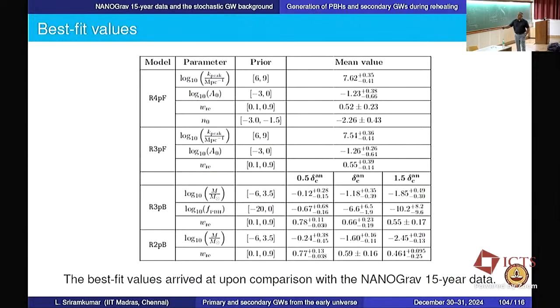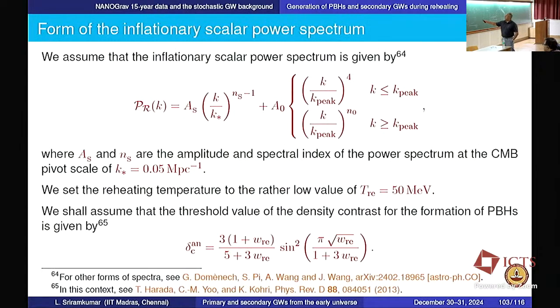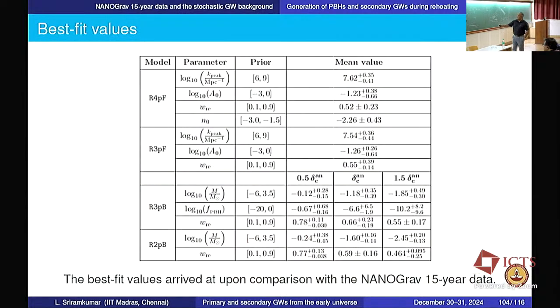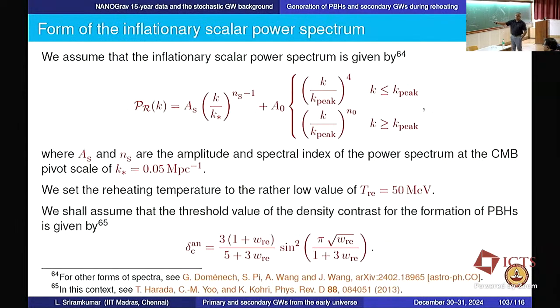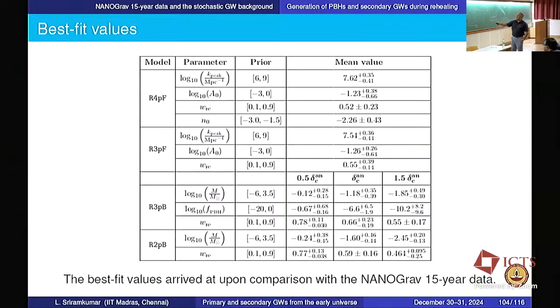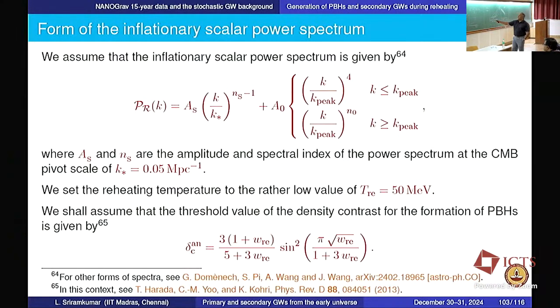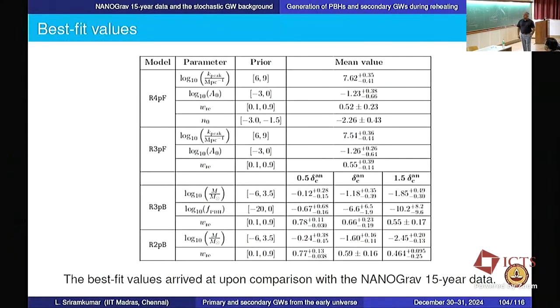And so we have this reheating parameter, the equation of state during reheating. We have this N0. Remember, N0 indicates how the power spectrum falls after the peak, okay? And A0 is the amplitude of the power spectrum at the peak, and K peak is the location of the peak. And we carried out a run with just the PTA data, and we found that it was not sensitive to N0, okay? And therefore we threw that out.